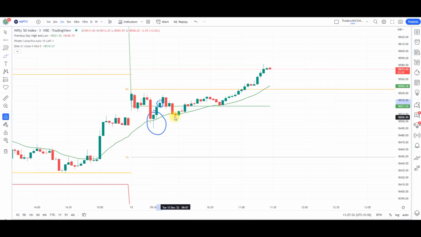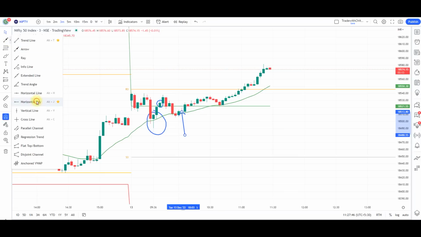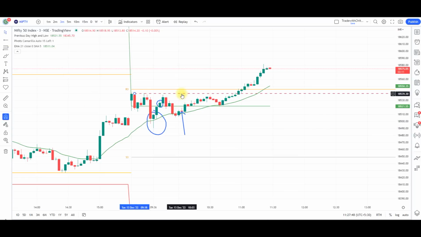And I got my second entry again at the pullback where this green candle closed above the 21 days moving average. I entered above this green candle, and once this high is taken away, I entered again into the second trade and I booked my profits exactly at this level because this is a minor resistance zone. So I booked my profit here.